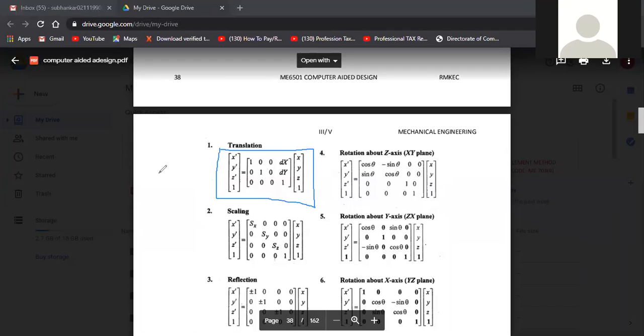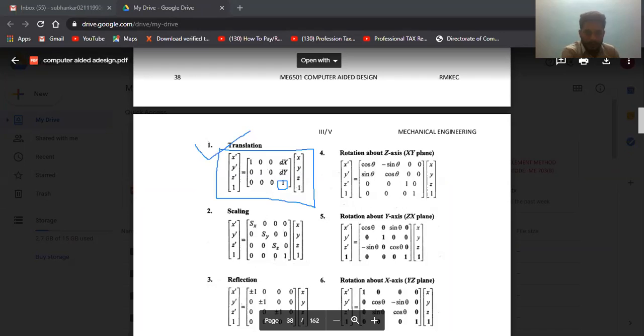But if the z-axis translation is given in the question, then in place of this one, what will I write? I will write dz. Into this again a column matrix. What does this column matrix represent? The original coordinate point x, y, z, 1 with respect to which I am translating. So this formula you have to keep in mind in order to solve the numericals. Clear? Next, let us discuss scaling.